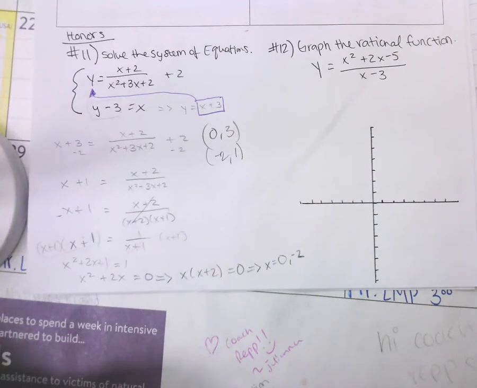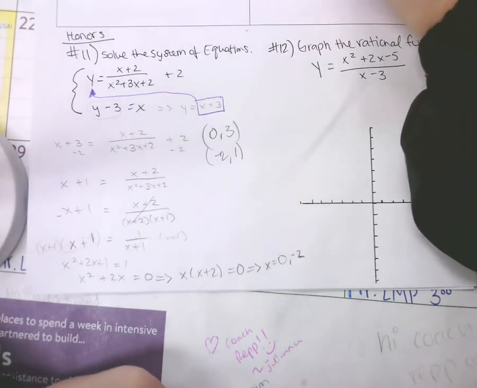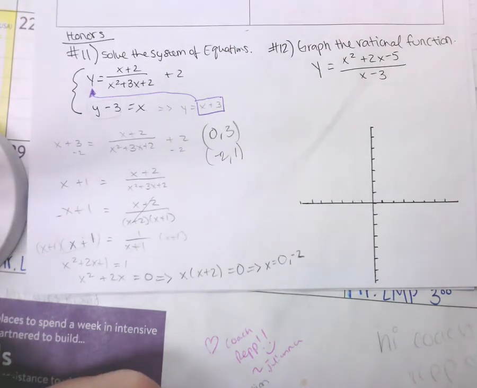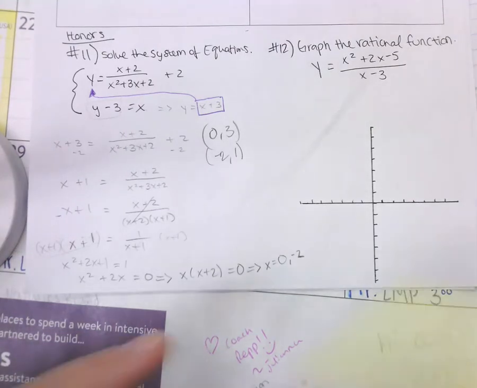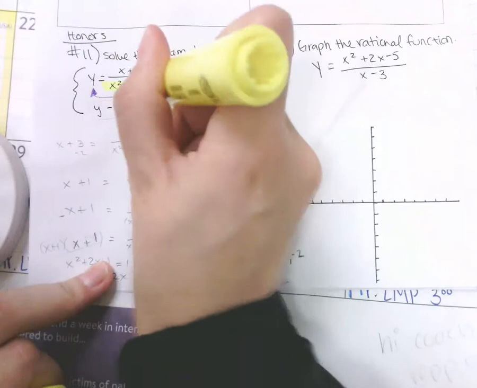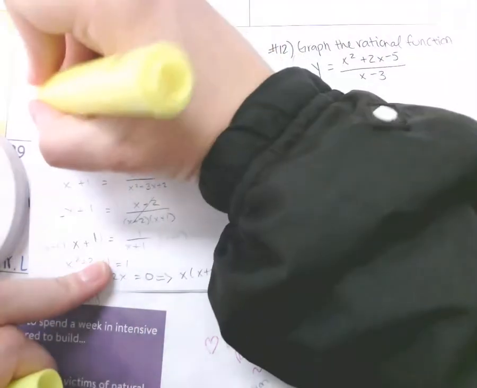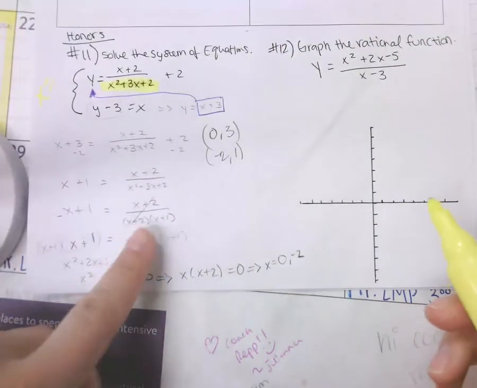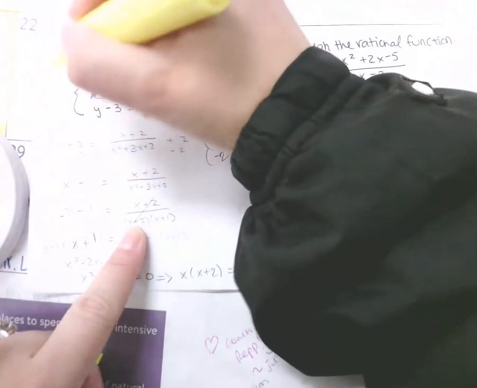I should have put one of these on the back. Are any of them considered extraneous? None of them are, actually, because the -2 is not. This denominator would have created extraneous values since we factored it over here: -2 and -1.